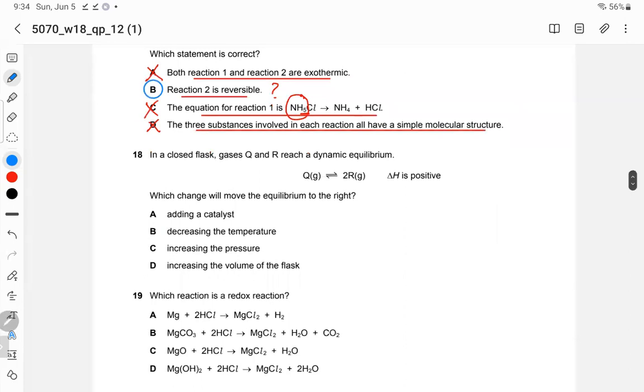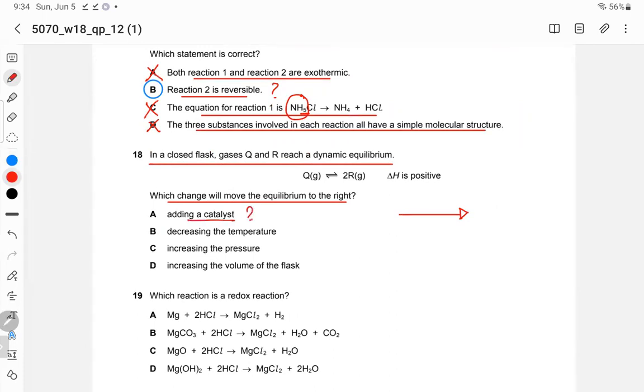Question number 18. In a closed flask, gases Q and R reach a dynamic equilibrium. Which change will move the equilibrium to the right? It means from reactant to product, we have to shift the equilibrium towards right. Adding a catalyst?